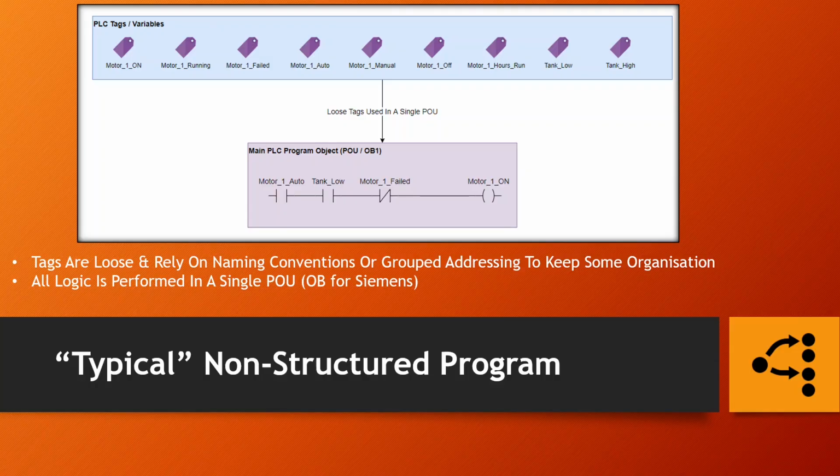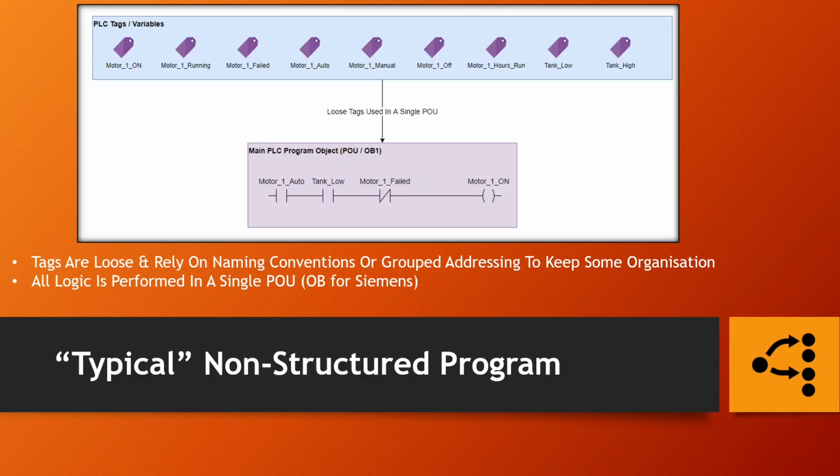So in the purple box there, we have a main PLC program object. Depending on what PLC you're using, this could just be a program POU, or in the case of Siemens, OB1, for example. And what's happened in this particular case is they've just used motor_1_auto, tank low, motor1 failed. But the point is that they're directly accessing those tags in the logic in OB1. So there's no wrapper function around this.